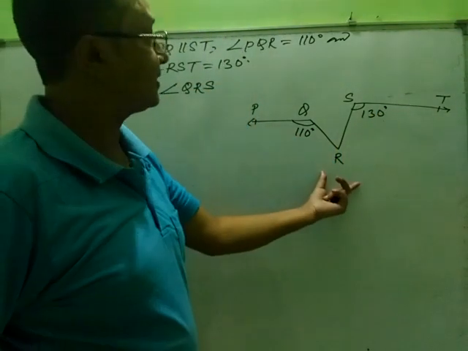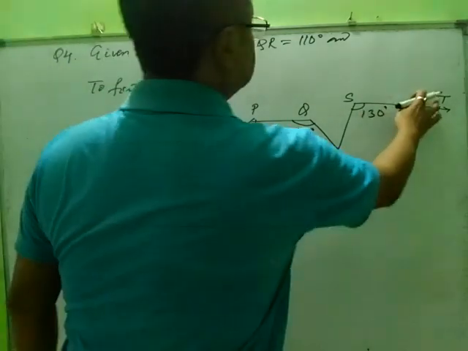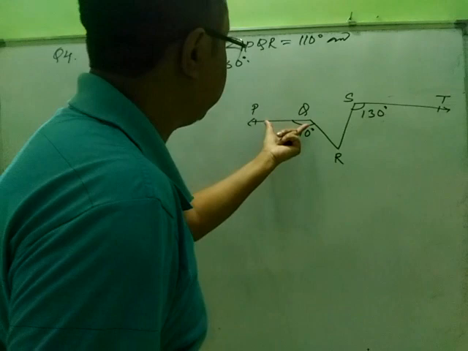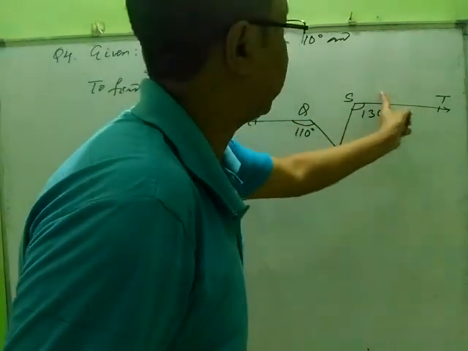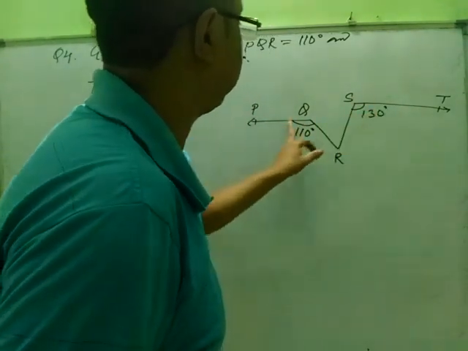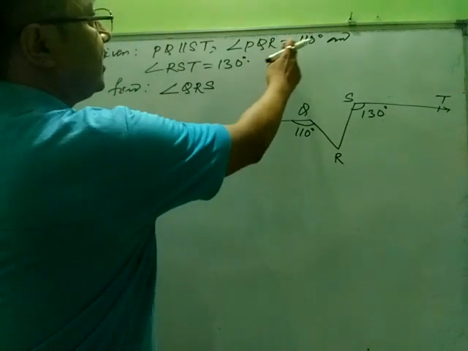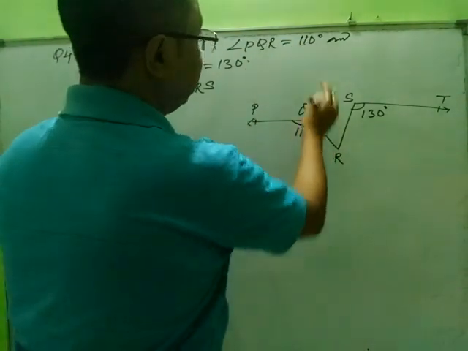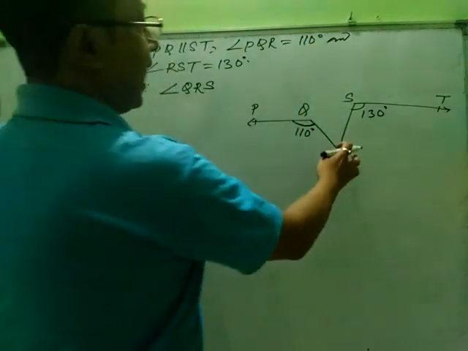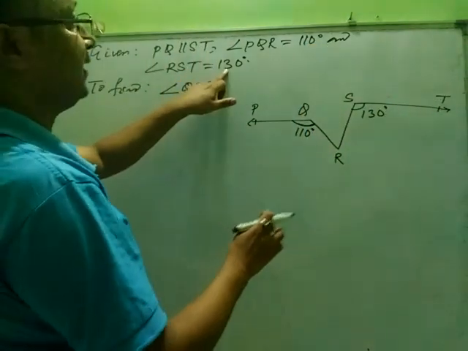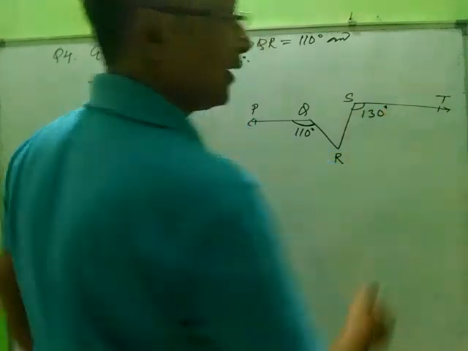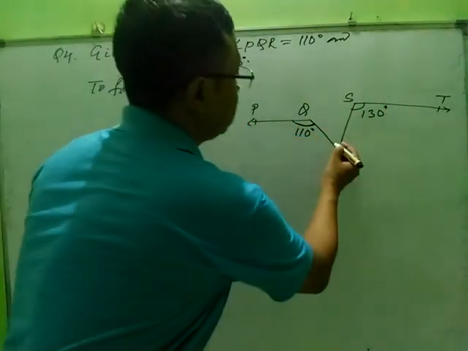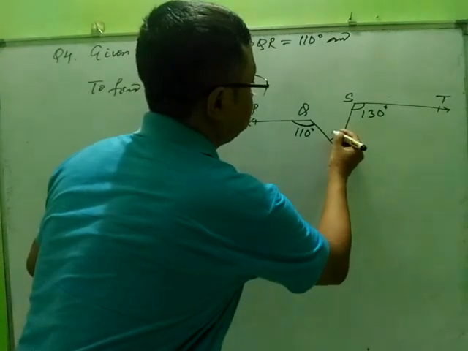So the figure is given. Now here they have given that PQ is parallel to ST. So the line PQ is parallel to the line ST, so these two lines are parallel. PQR equals 110, so this angle is given as 110 degrees. And RST is given as 130 degrees. You want to find QRS, so you will find this angle.